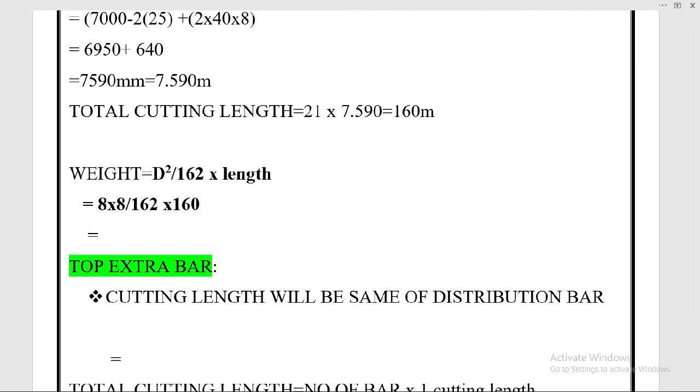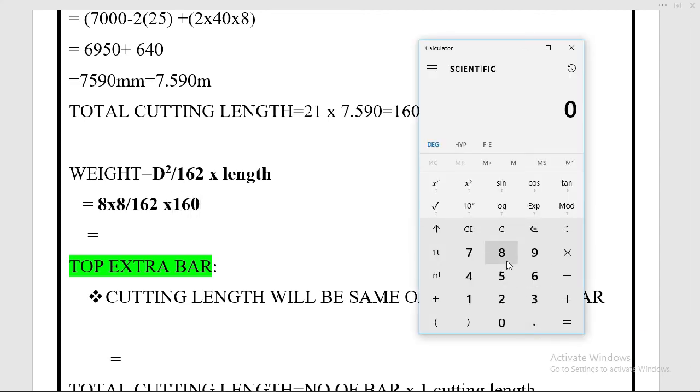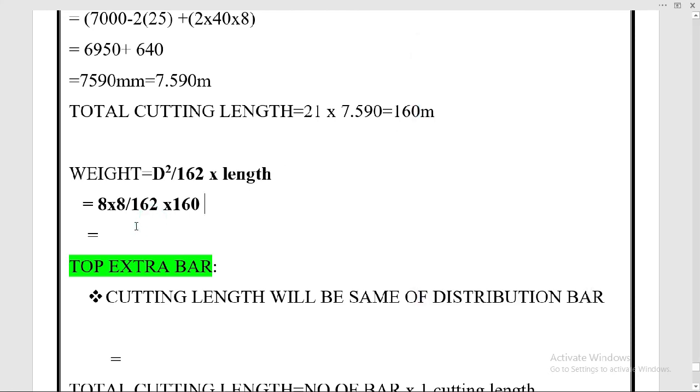Let me calculate it on the calculator. 8 square divided by 162, then multiply it with 160, gives 63.2. So we require a weight of 63.2, let us take it as 64 kg. This is the weight of the distribution bars.